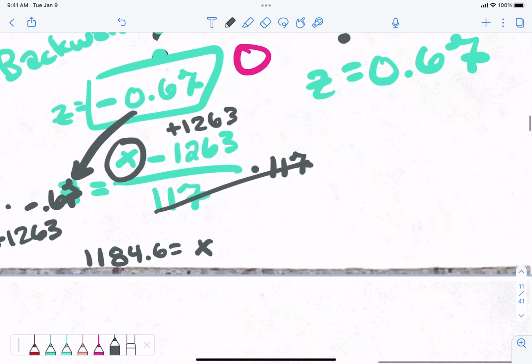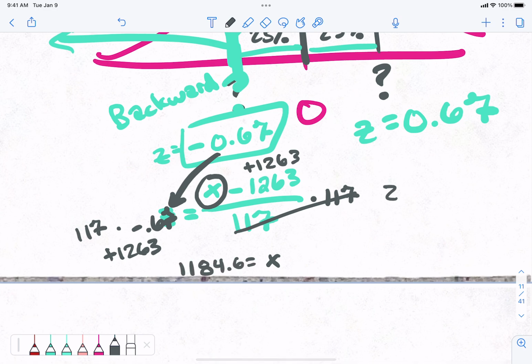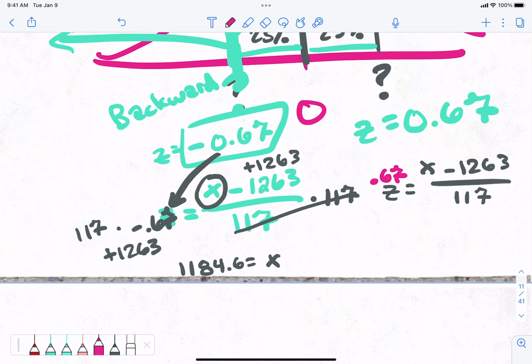Then for the top number, I have Z equals X minus 1263 divided by 117. 0.67 goes here. You multiply by 117, which gives 78.39, and add the 1263. That's 1341.4. So after you get the Z-scores from the chart, you put them into the formula, multiply by the standard deviation and add the average, and that will give you your range.